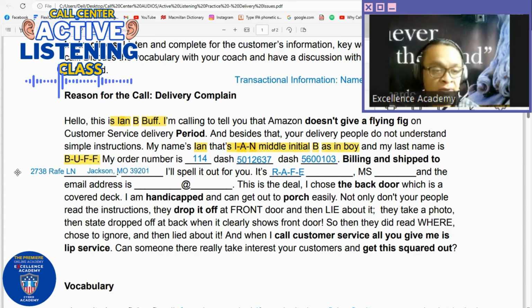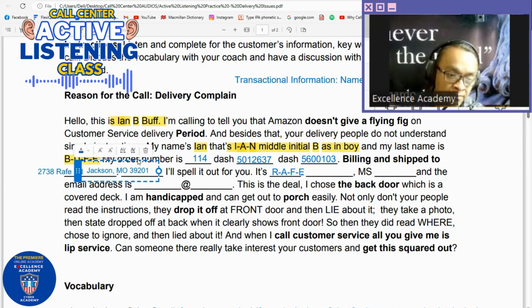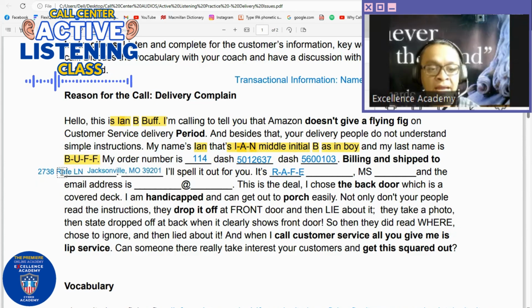Let me just verify your address. So that's 2738 Rafe Lane in Jacksonville, and that's in Missouri. Your zip code is 39201. Is that correct, sir? Thank you, sir. I do appreciate it. So this is just transactional. All you have to do is just ask the customer, okay? No big deal.